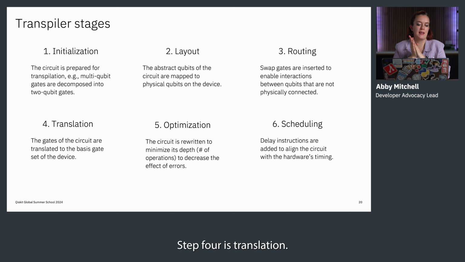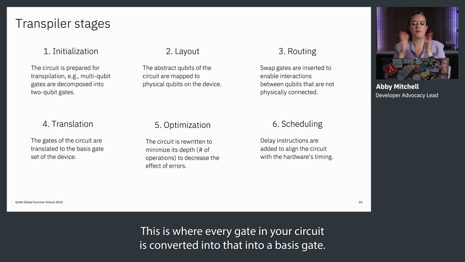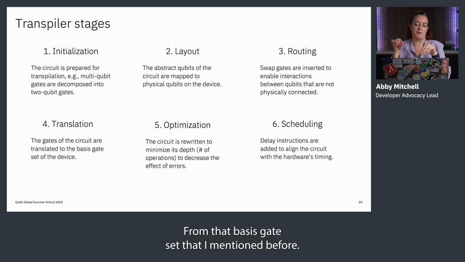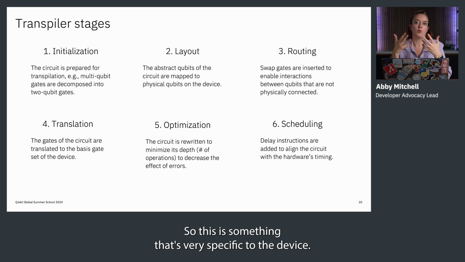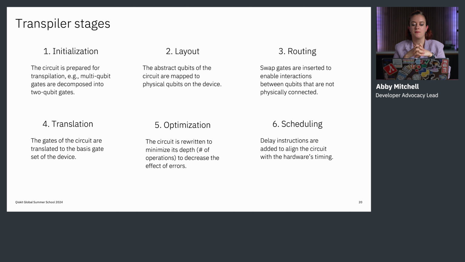Step 4 is translation. This is where every gate in your circuit is converted into a basis gate from that basis gate set that I mentioned before. And each device might have a different basis gate set. So this is something that's very specific to the device.